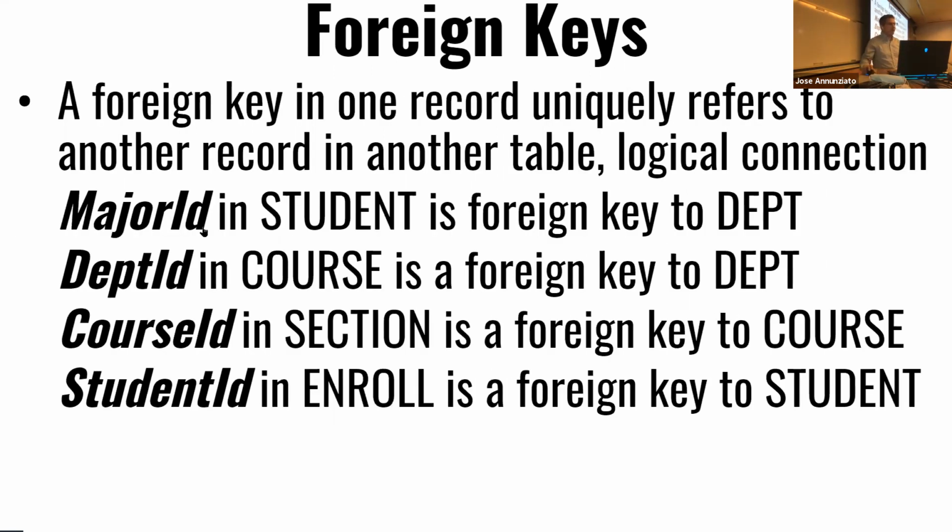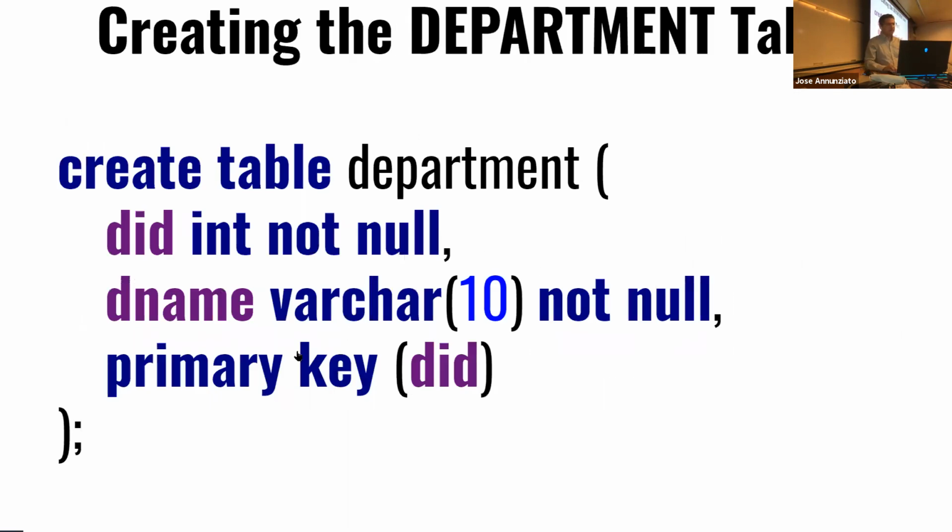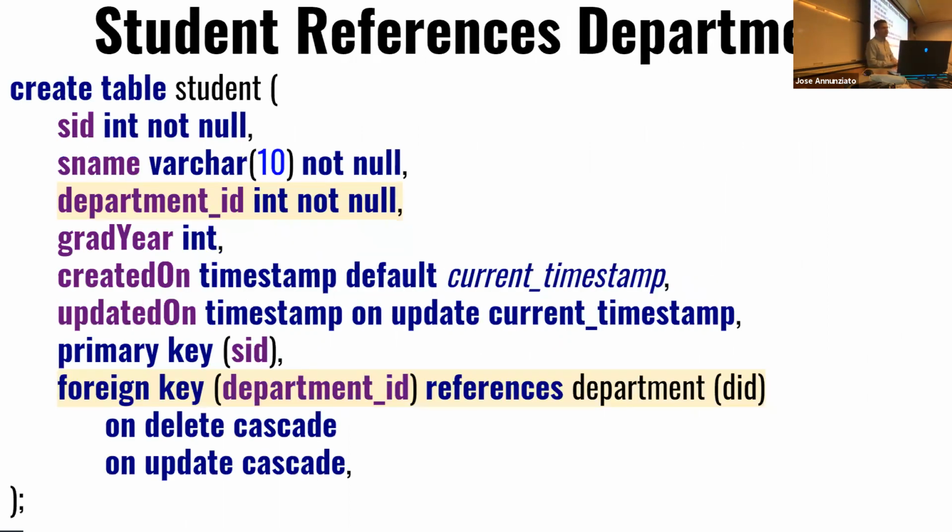Yeah, so we already saw several examples of foreign keys like major ID, department ID, and whatnot. So here's an example of creating a department table that's going to have a primary key, the department ID that we saw earlier. And now we're going to have an example of the foreign keys. Here's our student table, that has a primary key right here. Student ID is being declared as primary key right there. See that? That's our primary key.